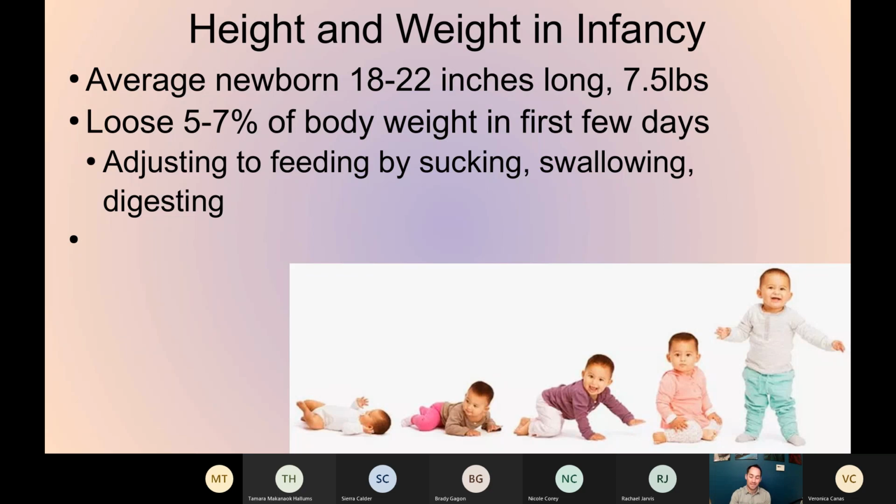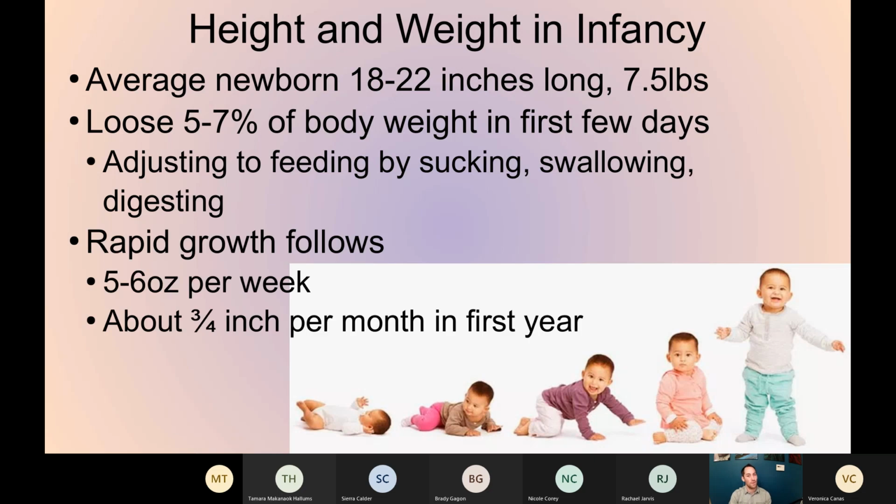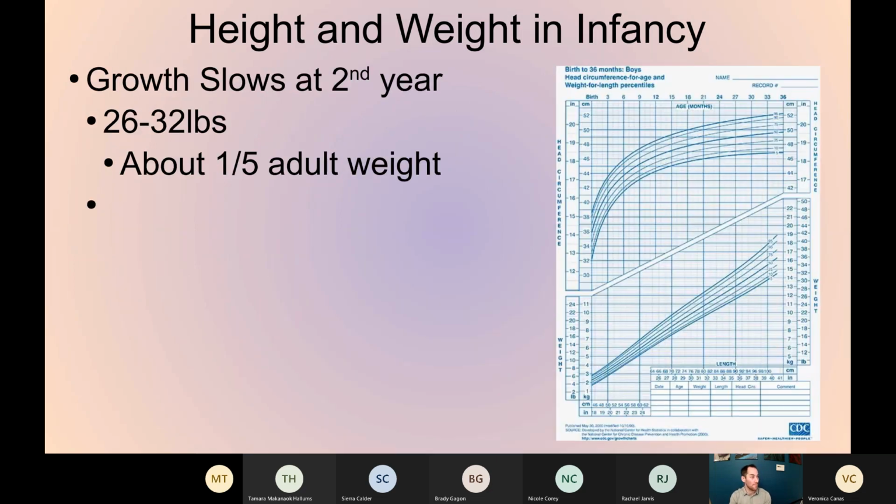So learning that process can be a little difficult, and so they'll lose a little bit of weight, but then they'll start to grow or put on that weight again. So about 5 to 6 ounces per week, and then they should grow about 3/4 an inch per month in that first year. So again, that 3/4 an inch could be all in one single day, which is pretty impressive, I think. So here we have some growth charts.